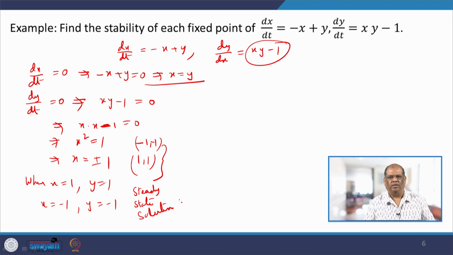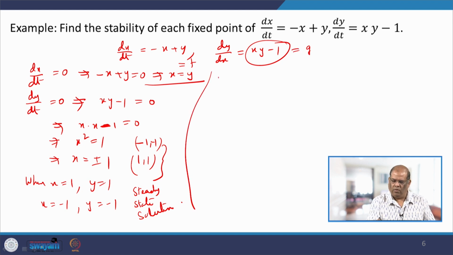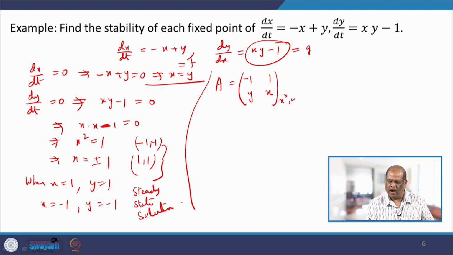So, once you get the steady state solution, now you calculate that matrix A. The matrix A is: you take this as F and take this as G. So, A matrix is del F del x, which is minus 1, del F del y, which is plus 1, then del G del x, which is y, and del G del y, which is x. And this is at that point x star and y star. So, one set is minus 1, another set is plus 1, plus 1.